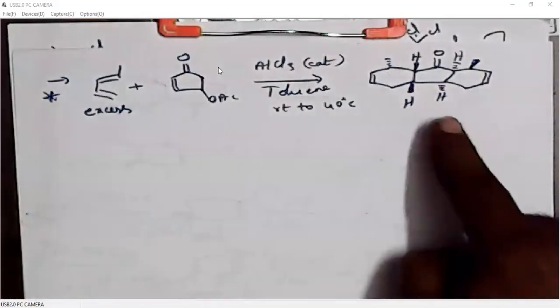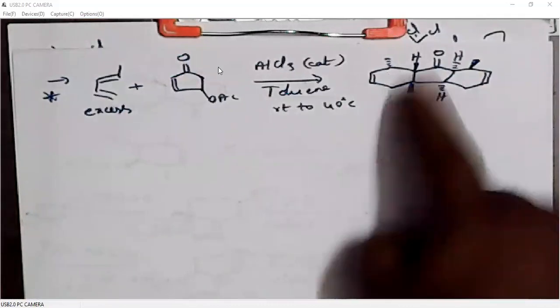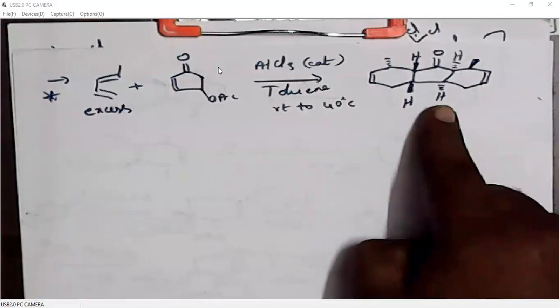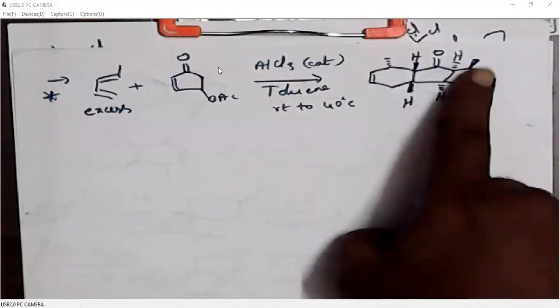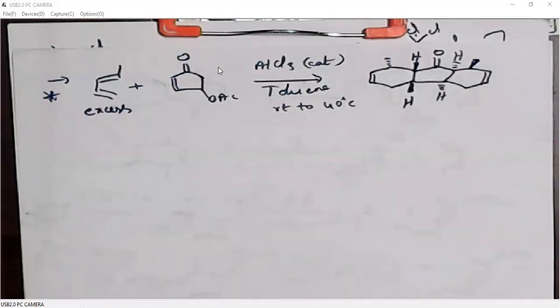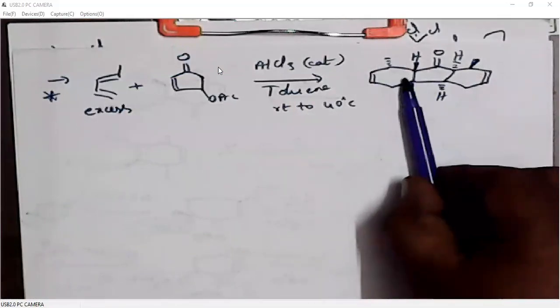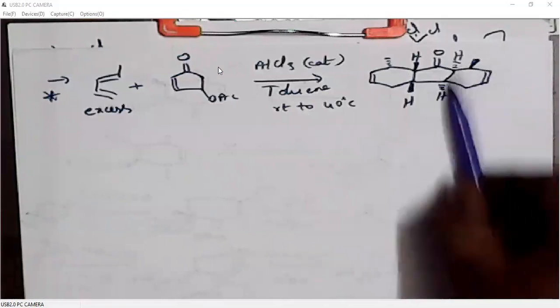So that's what we need to understand. If these two hydrogens are above the plane, these two hydrogens will be below the plane. If the methyl is below the plane, this methyl will be above the plane. So when we correctly predict the stereochemistry here, we will write exactly the reverse around this ring.